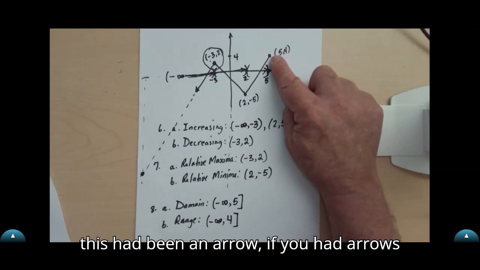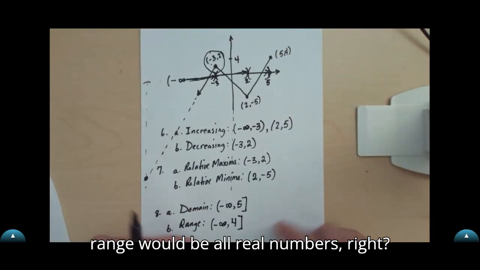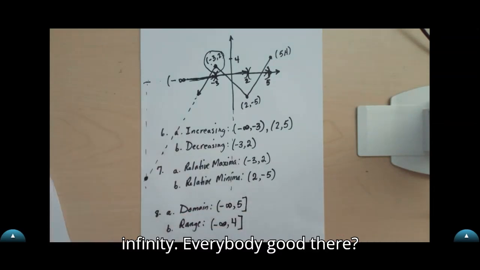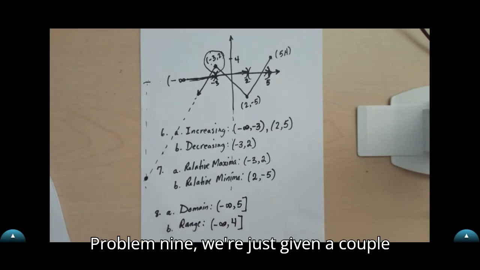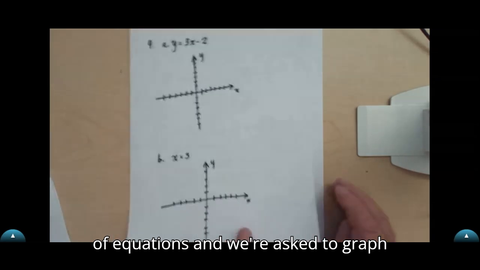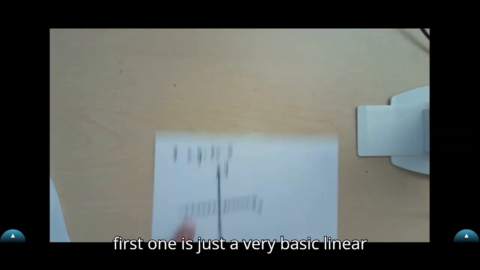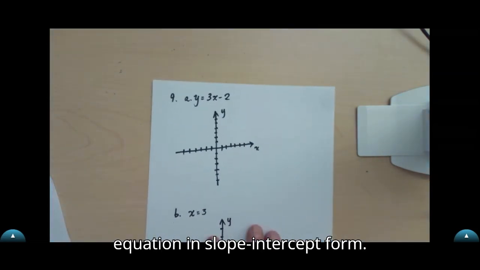If this had been an arrow, if you had arrows on both ends, then both the domain and range would be all real numbers, right? From negative infinity to positive infinity. Everybody good there? Problem 9, we're just given a couple of equations and we're asked to graph those equations. The first one is just a very basic linear equation in slope-intercept form.